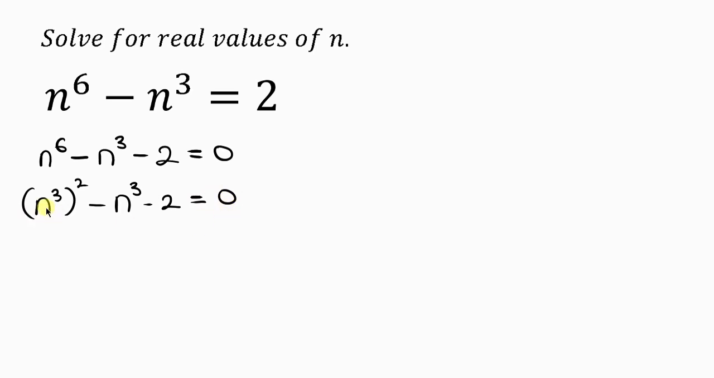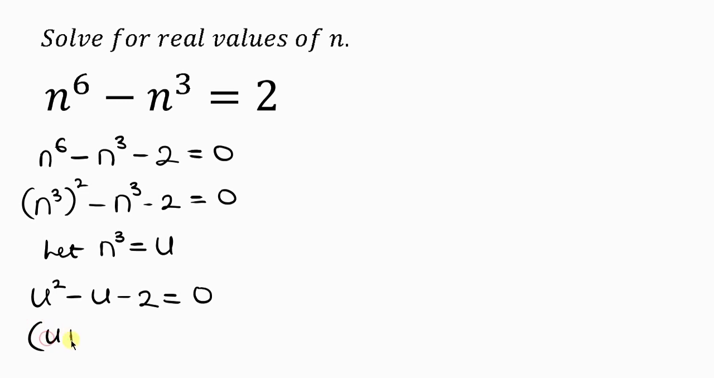Now notice that we have a quadratic expression here. So we can therefore say that let n to the power 3 be equal to u. That means wherever I see n to the power 3, I'm going to be substituting u there. So this expression can now be u to the power 2 minus u minus 2 equal to 0. Well, this quadratic equation can be factorized to become u plus 1 times u minus 2 equal to 0.